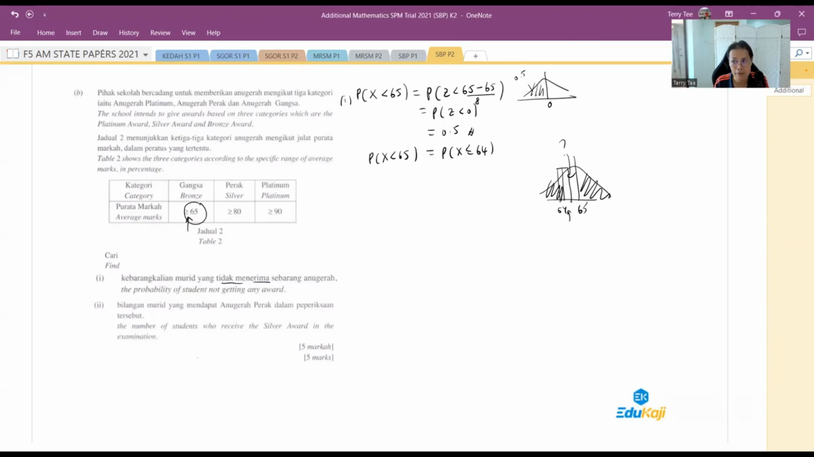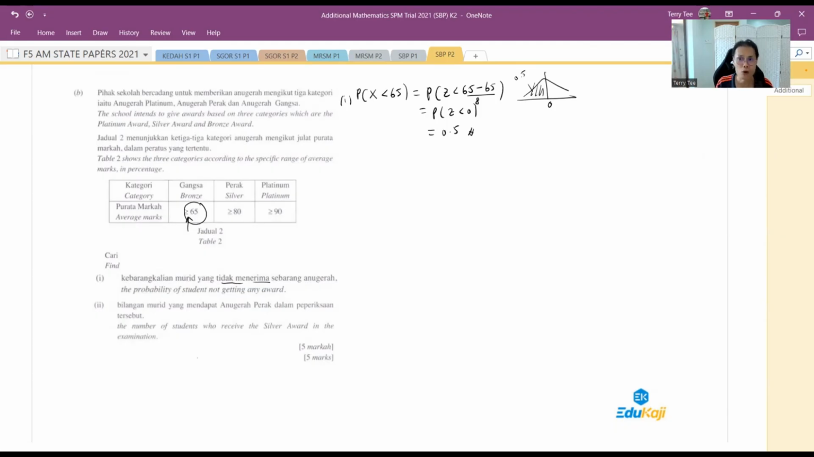You should take 64.5, and 64.5 onwards will receive an award. 64.5 or less will not receive an award, right? So in this case, the correct answer should be 0.5, not... we don't take 64 and less, right? Since average marks can have decimals, we should take less than 64.